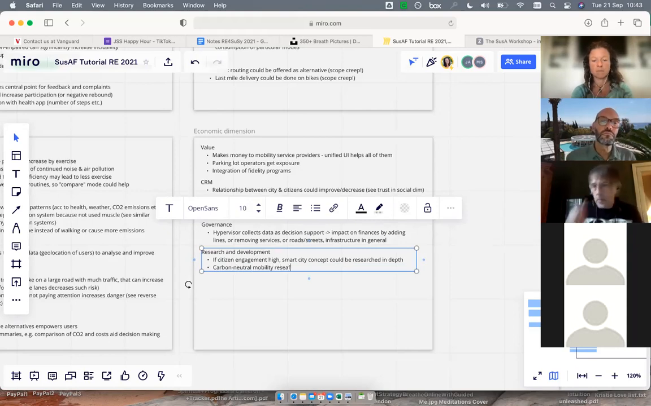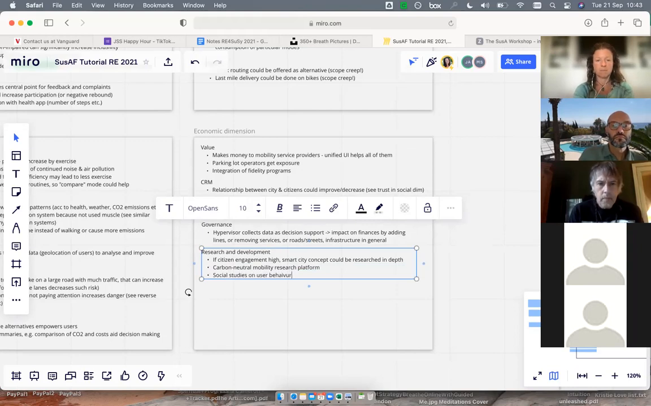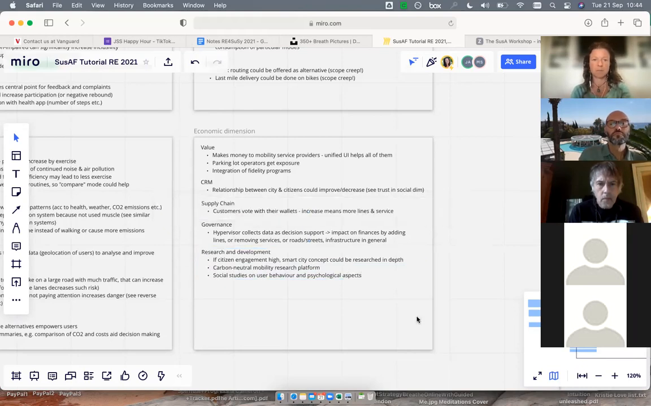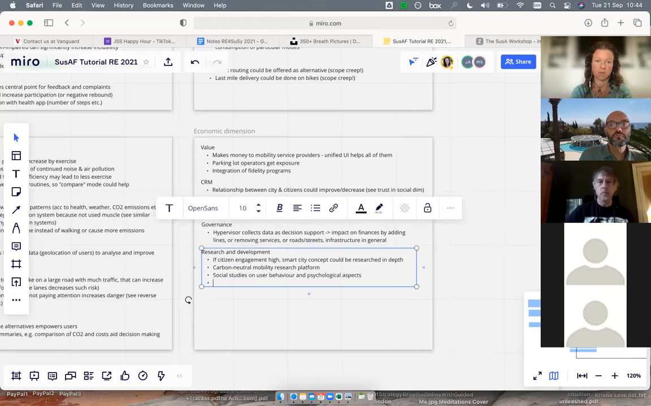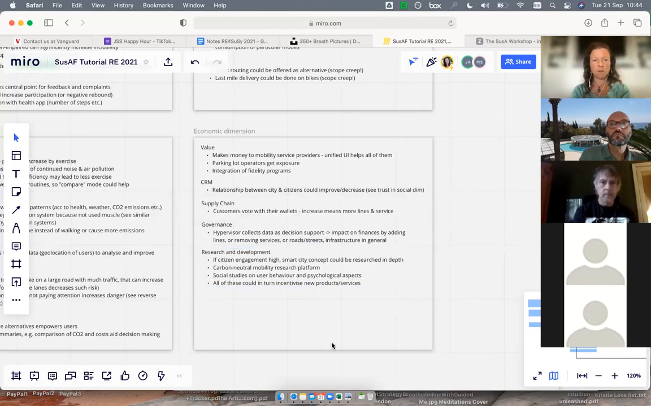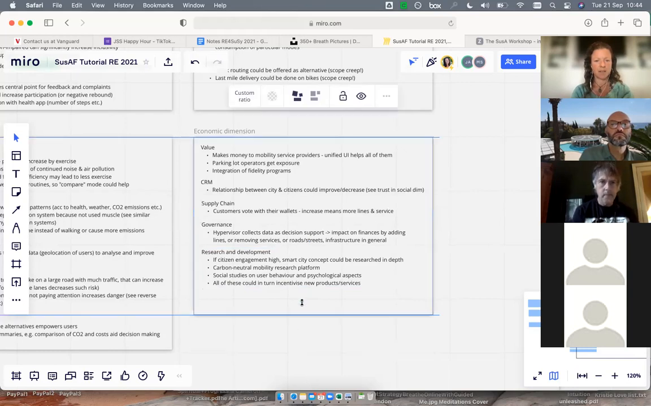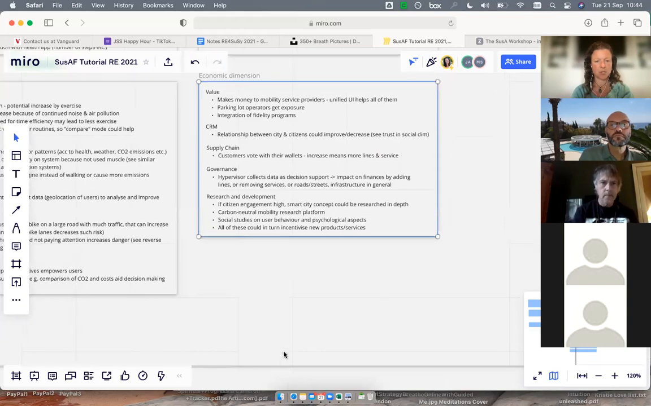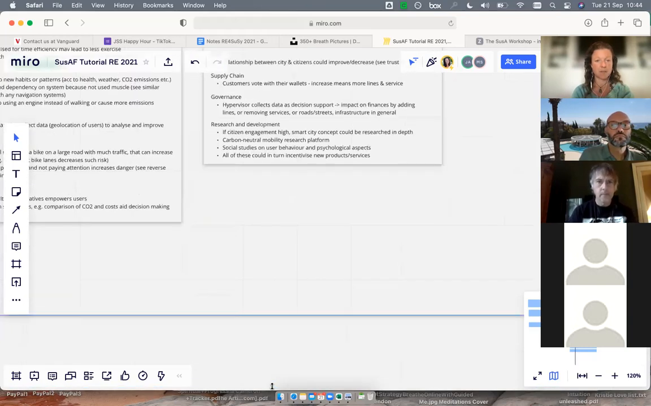Of course, one could also do a social studies research, right? We don't need to be only on the technical side. There's also a lot of psychological aspects to this kind of systems. Yes, good points. And then that in turn could incentivize new services and products. Good, very nice. And that brings us to dimension number 5, which is the technical one.